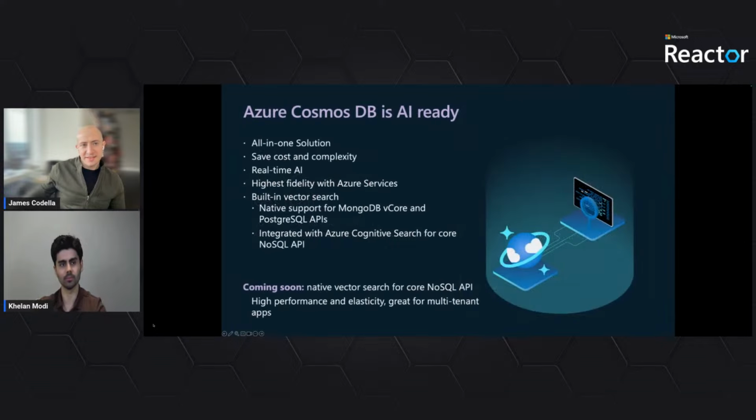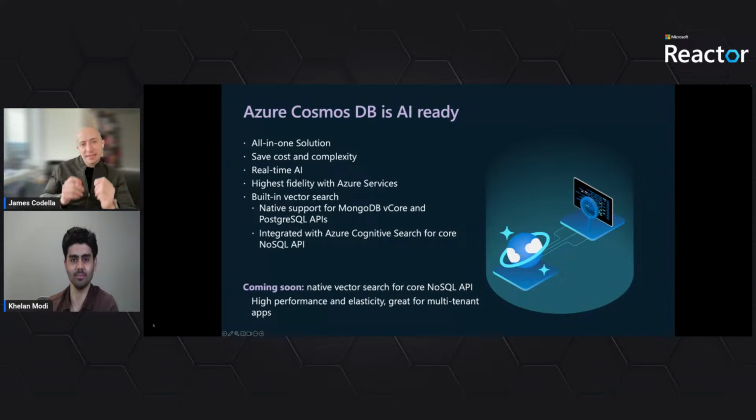Oops, sorry, my slide is not cooperating here. Great. Yeah, so as I mentioned, Azure Cosmos DB is AI ready, right? It's an all-in-one solution. So as Kaylin's going to talk about, for our Azure Cosmos DB for MongoDB vCore product, you can do vector search and vector indexing in your database with all of your traditional data, right?